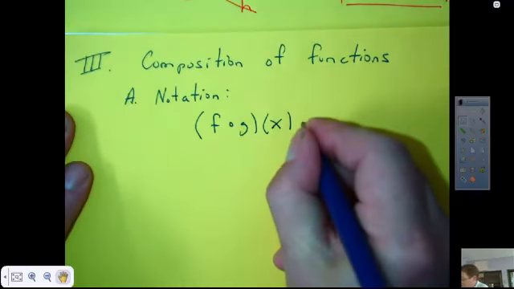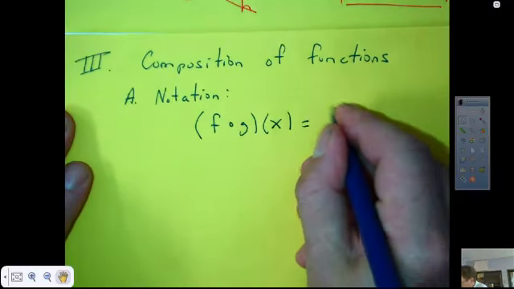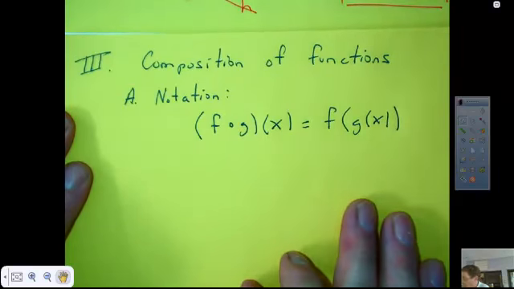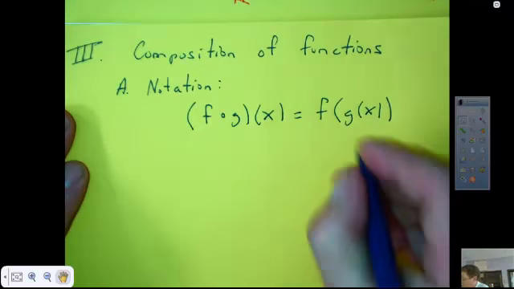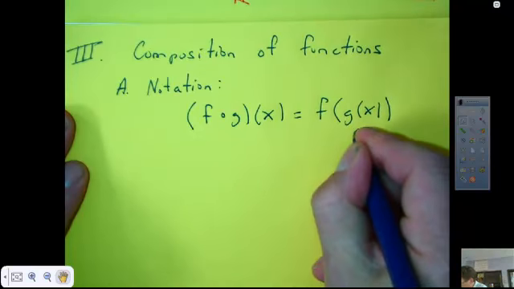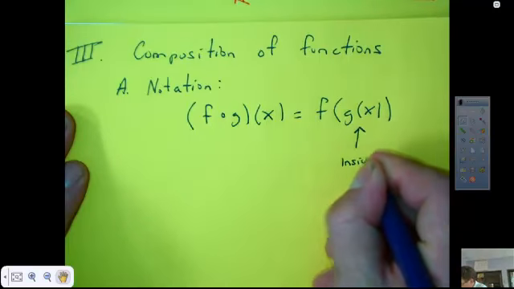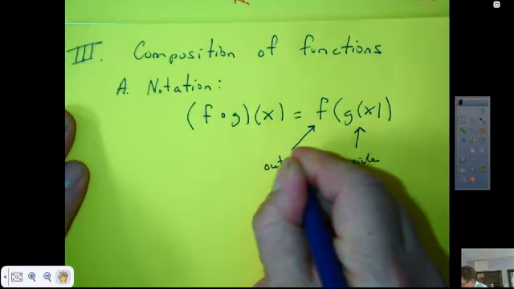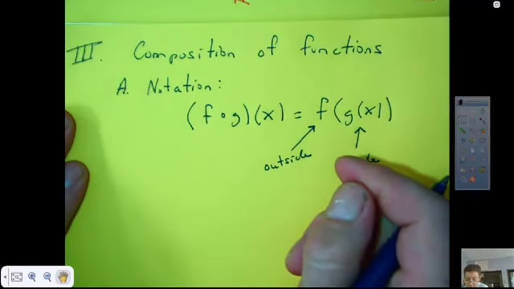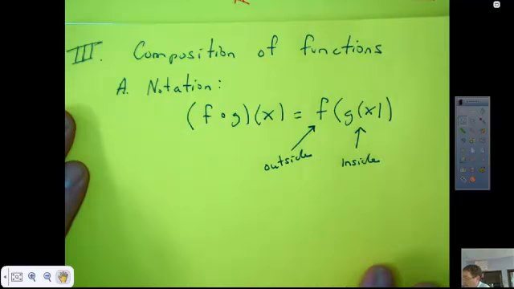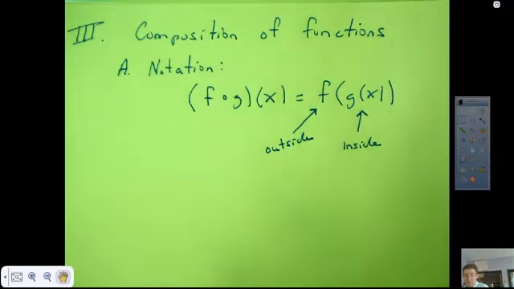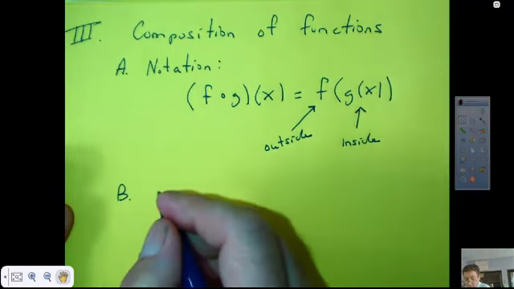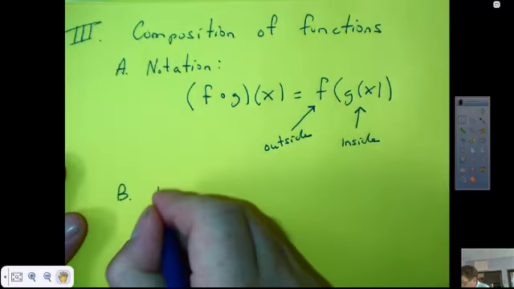Now, of course, that means f of g of x. And we often call the g of x, in this case, the inside function, and the f becomes the outside. And we can find values with this, so we can find expressions with this.